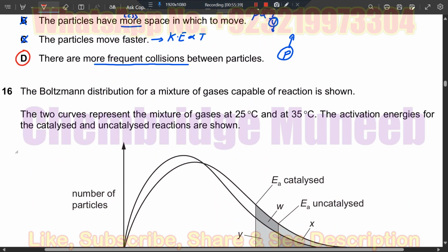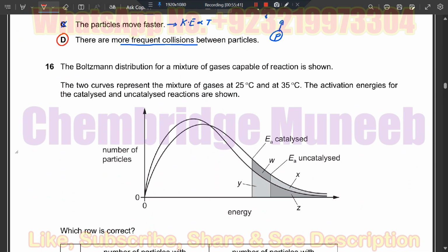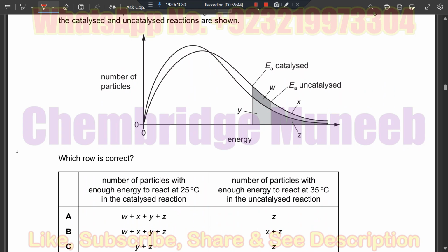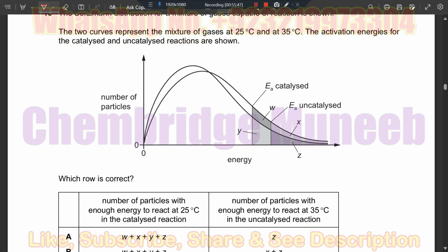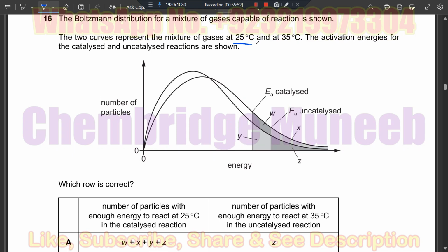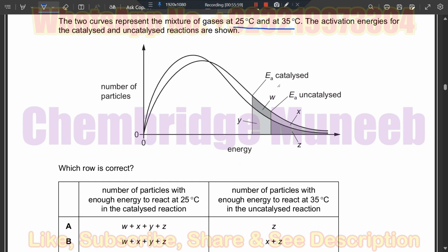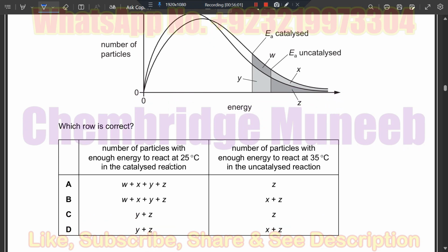Now question number 16, the Boltzmann distribution curve for a mixture of gases capable of reaction. So we have two graphs of the Boltzmann curves along with the effect of the temperature and the catalyst at the same time. So you have to look for the two factors at the same time, the temperature factor and the use of a catalyst. They ask which row is correct. The first column says the number of particles with enough energy to react at 25 degrees centigrade, and the second column says at 35 degrees centigrade.